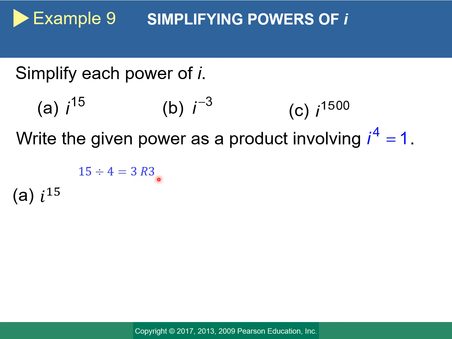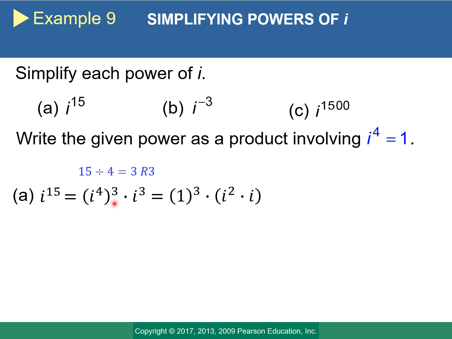Now, why I wanted to do that, here's why. If I know how many times 4 goes into 15, I can break this apart. I can say, okay, i to the 4th 3 times gets me close to 15. That's 12 powers. And then I have a remainder of 3. And this is super nice because i to the 4th is 1, so this is just 1 to the 3rd power. I want to know how many times 4 goes into my power, and then I can rewrite what I have as i to the 4th that many times.